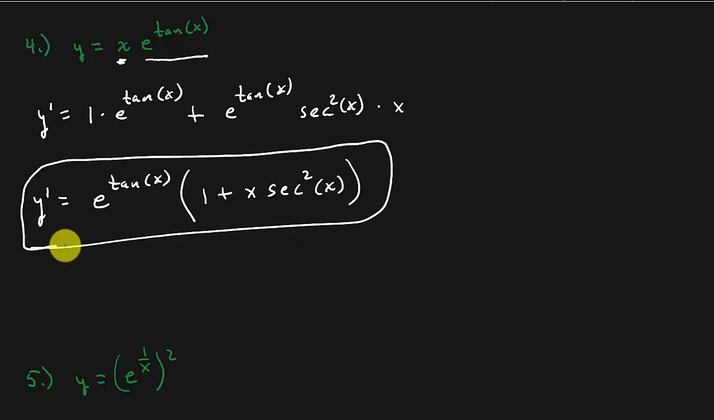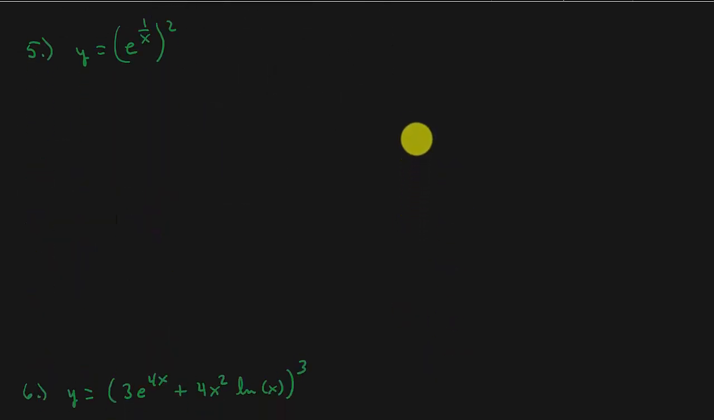All right, so what happened there? Well, for this one, all I did is I factored out this common factor of e to the tangent x. And you can see when I factor it out of here, I'm left with a 1. When I factor it out of this one, I'm left with the x secant squared. And I would recommend whenever you're finding derivatives and you have that e to a power, and you have a common factor of that e to a power, go ahead and factor it out. Okay? All right, so how about this one?